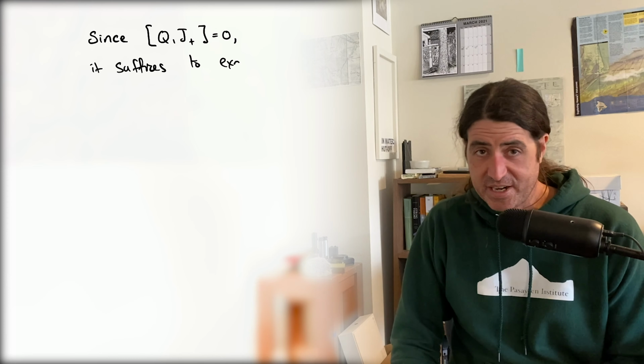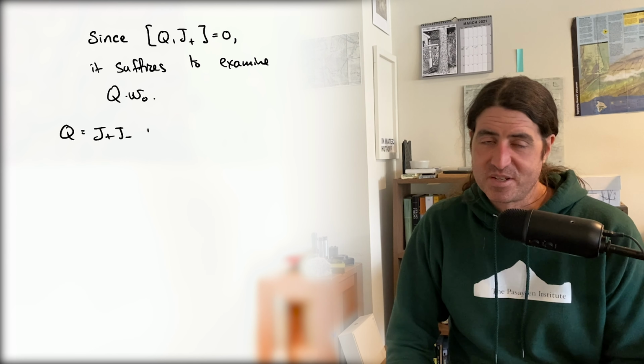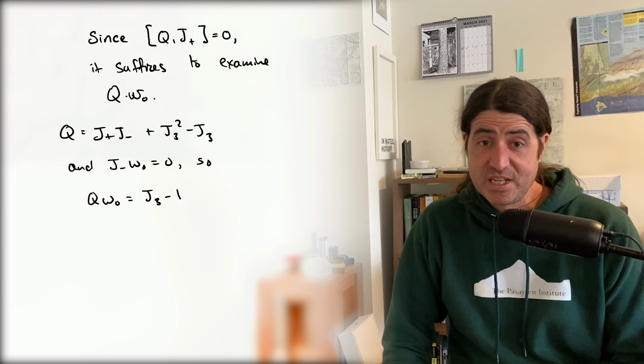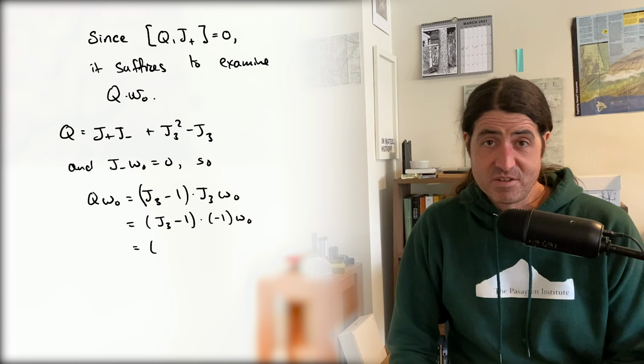Now, since Q and J plus commute, it suffices to consider the action of the quadratic Casimir Q on W0. And again, since J minus on W0 is 0, we see that this reduces to the action of basically J3, which we've already computed, and so we find that Q on W0 is 2.